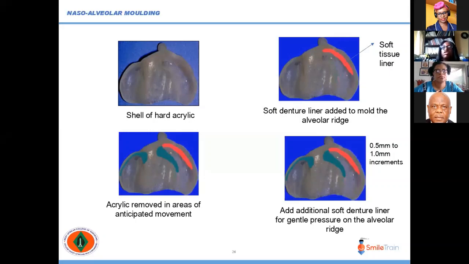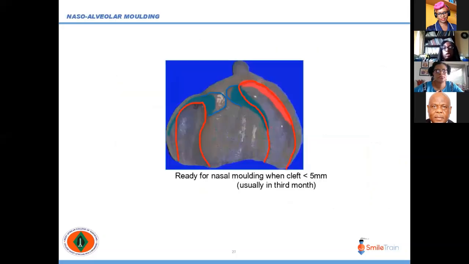And what we gradually do is, with 0.5 to 1 millimeter increments, we gradually mold and move the arches. Conversely, in the direction in which you want the arch or the cleft segment to move, you remove acrylic from the intraoral appliance, and soft tissue denture liner is added to place mild force and to guide the segments in the direction that you want them to go. So this is done gradually until you get the cleft width down to less than 5 millimeters.